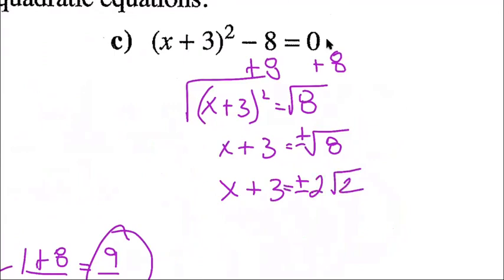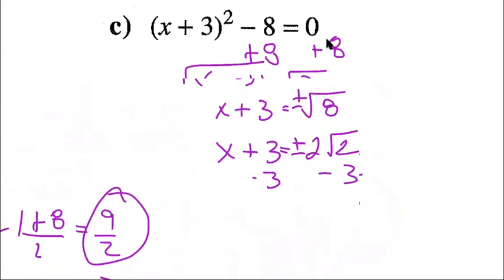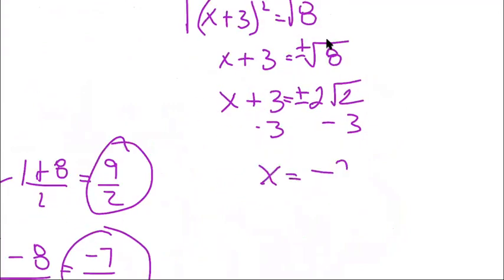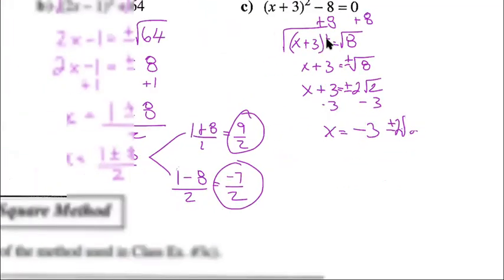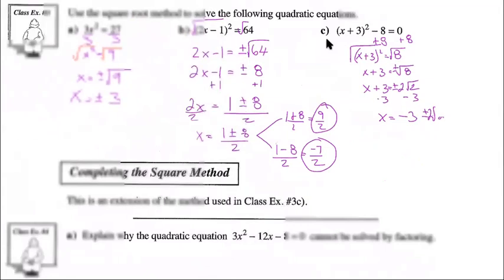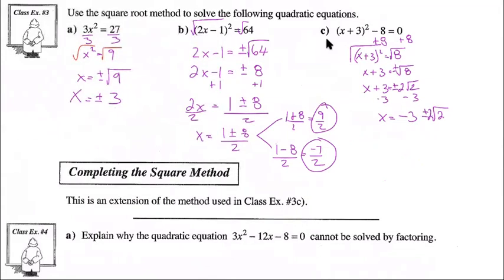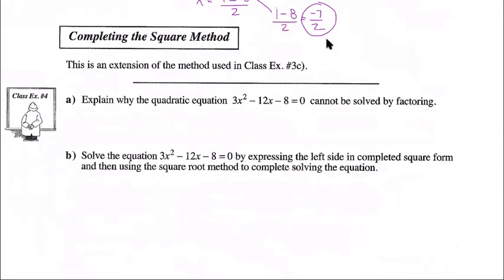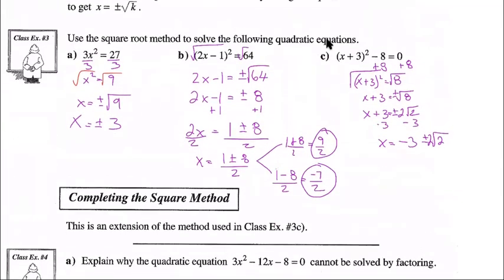Now I'm going to subtract 3. x is equal to negative 3 plus or minus 2 square root 2. And you could leave that right there. And if they wanted the decimal value, then they may ask you for the decimal value. So we've done work with all of those in the past. We've also done some work with completing the square method. So this is a continuation, kind of an extension of example 3C. Which one was 3C? Oh yeah, that one, okay.